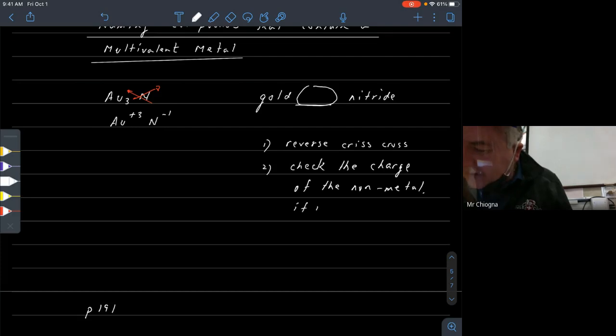If it's correct, then the charge on the metal is correct.